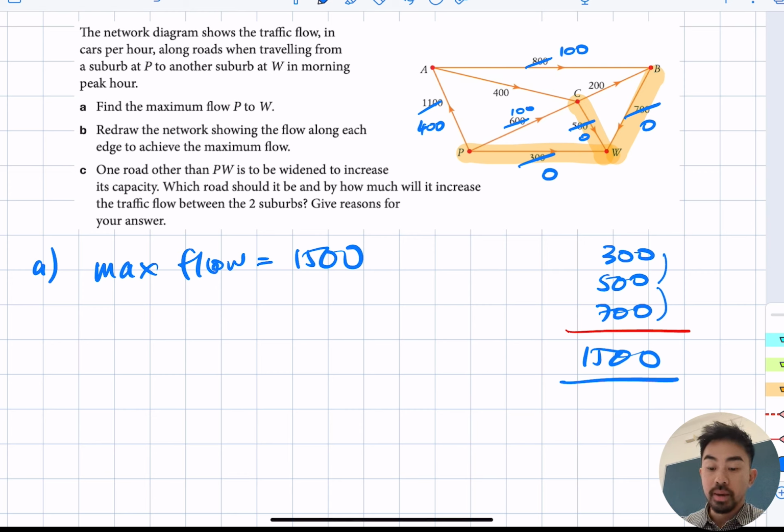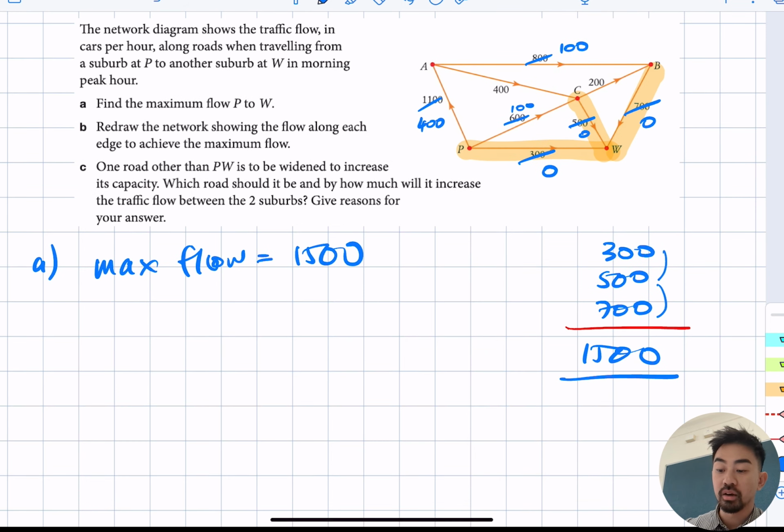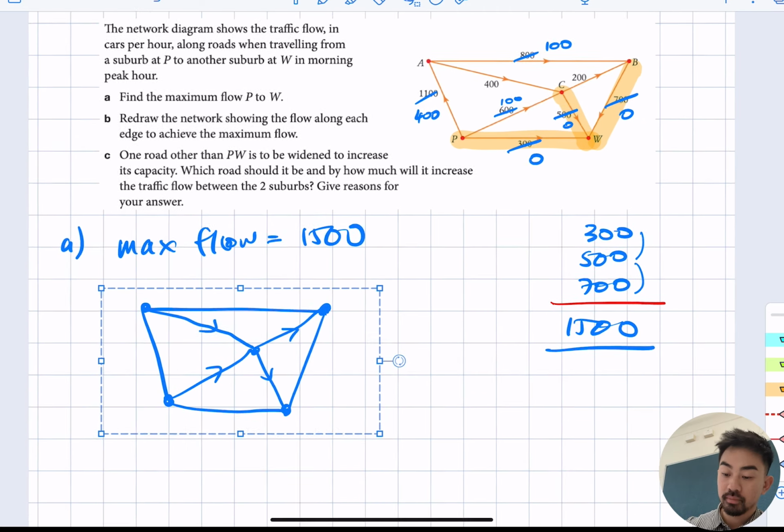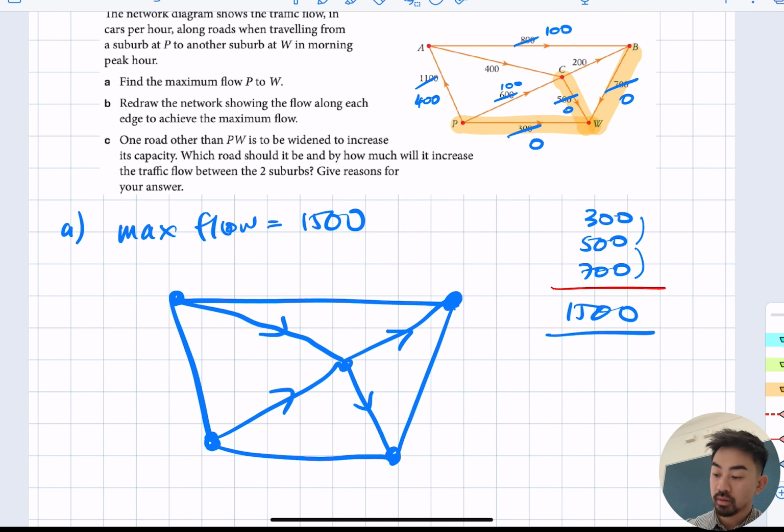Okay, cool. B says, redraw the network showing the flow along each edge to achieve the maximum flow. So what we need to do is first of all draw out the shape of what it was originally, and we're going to fill it in with our new values. I should have drawn this bigger, but we'll work it out. So that's A, B, C in the middle, W, and P. Put my arrows in.